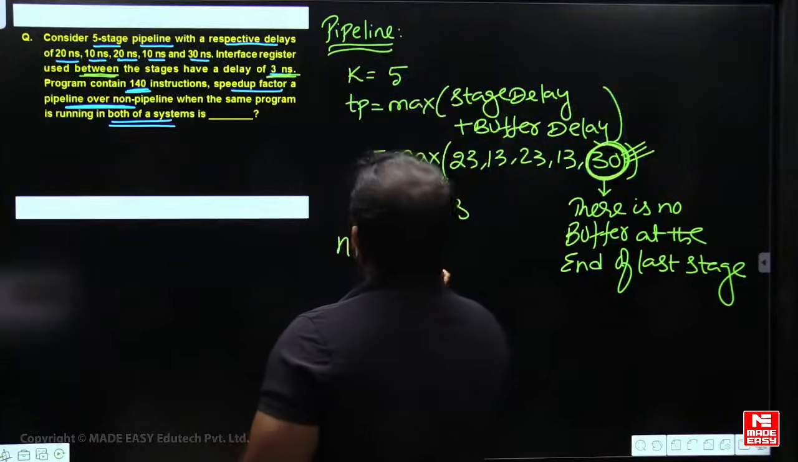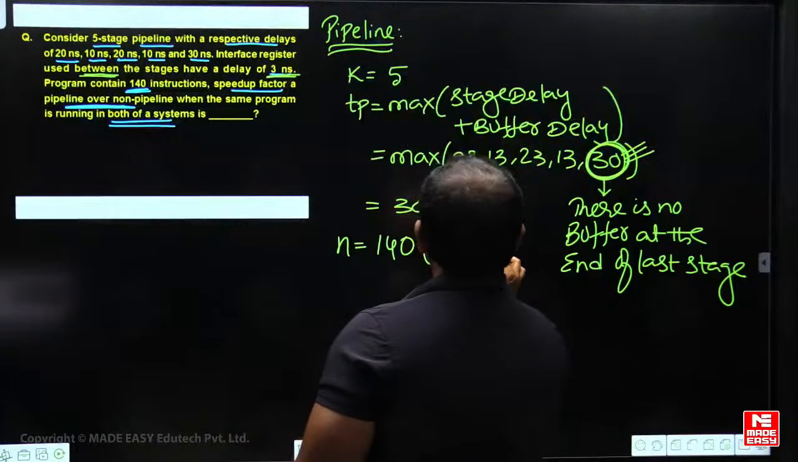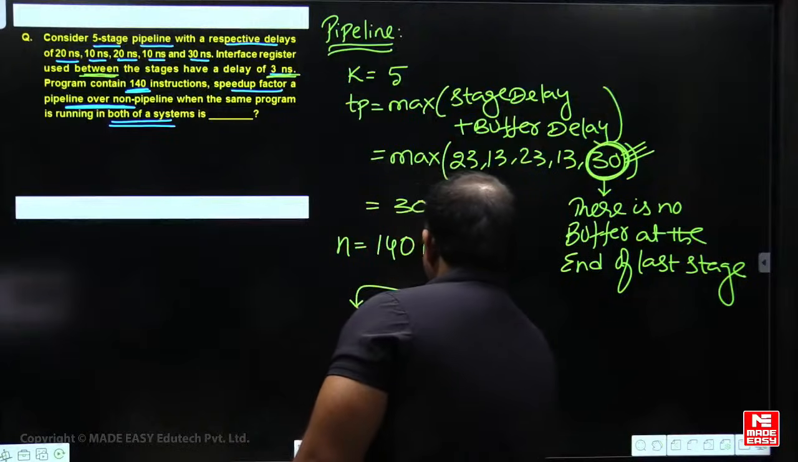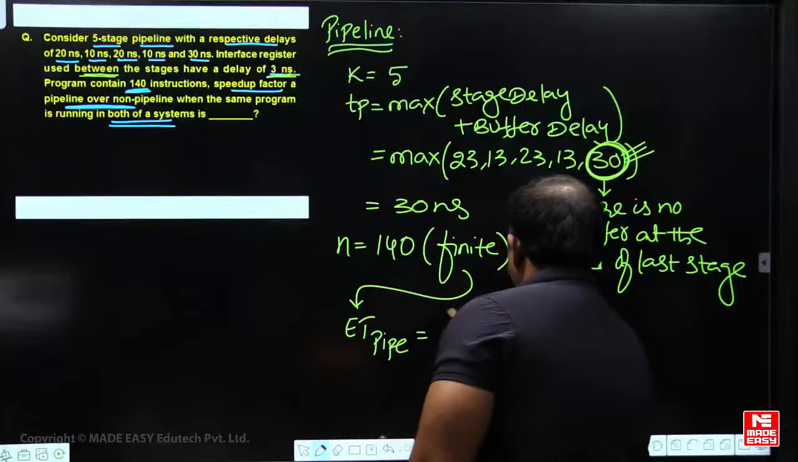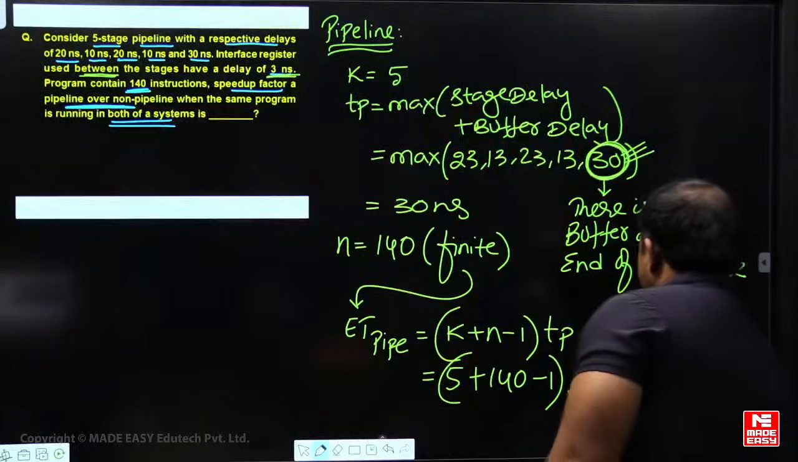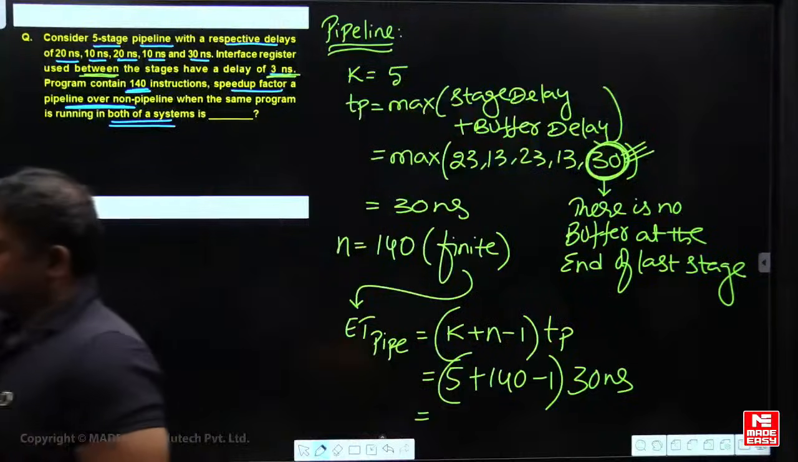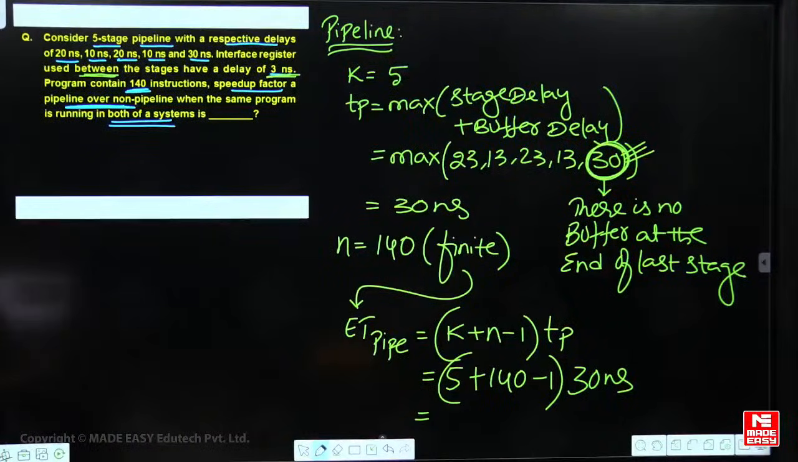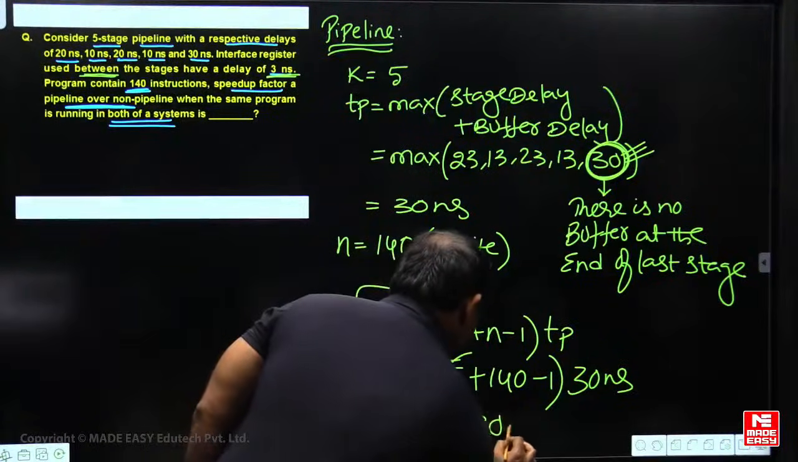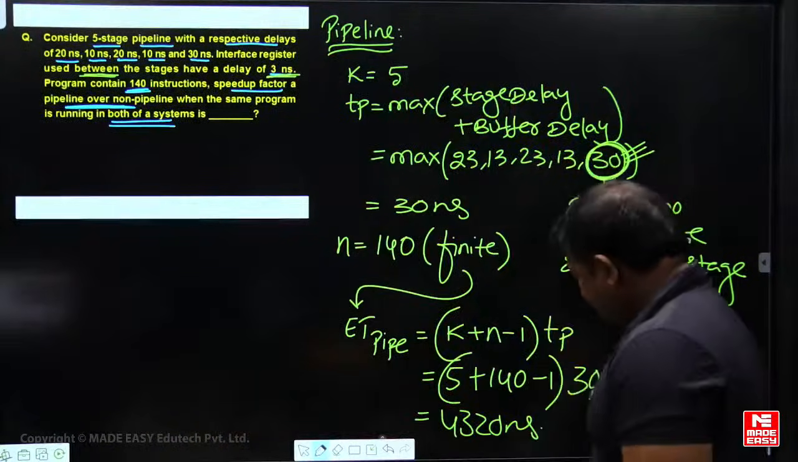N is equal to 140, finite number. Therefore execution time of the pipe is (k plus n minus 1) into TP. So k value 5, n value 140 minus 1, into TP 30 nanoseconds. Then calculate the value. 5 plus 140 minus 1 into 30, 4320 nanoseconds.